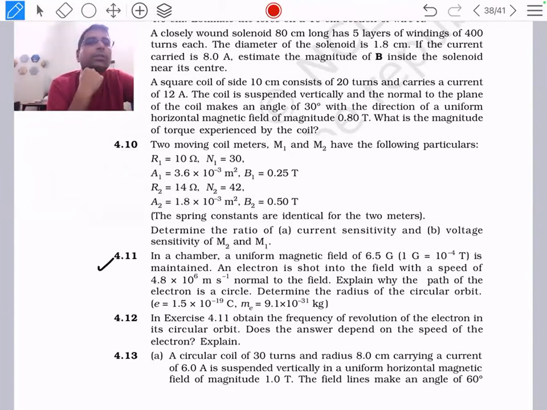So there is a chamber in which a uniform magnetic field of 6.5 Gauss, that is 6.5 into 10 power minus 4 Tesla, is maintained. An electron is shot into the field with a speed of 4.8 into 10 power 6 meters per second, normal to the field. Before I proceed, I want to ask one more question.